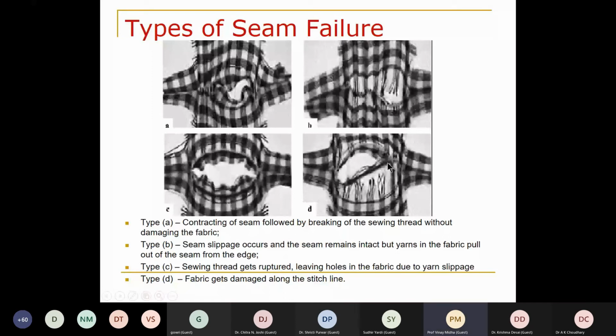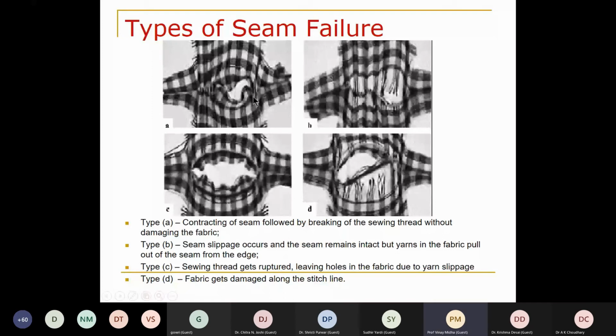The ideal one is the first one, which should normally occur. The sewing thread stitches should break without damaging the fabric. And if any of the other types is occurring, that means the selection of the sewing thread for the stitch formation is not appropriate. Sewing thread in this case, we can clearly say, is much stronger than the fabric. And in this case, the seam efficiency will also be low, because the fabric is having very low strength and seam strength will be higher. Whereas in this case, the seam strength will be lower, but the fabric strength will be high.